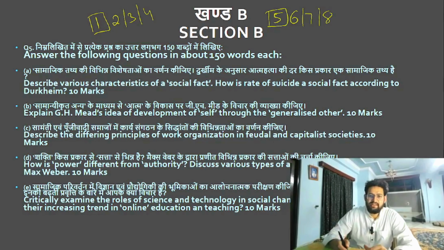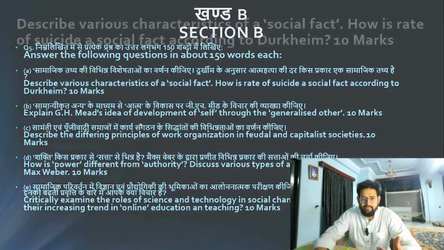Let's get started. The first question is talking about describe the various characteristics of social fact. How is the rate of suicide or social fact of Durkheim? GH means idea of development of self, what explained in the aspect of generalized others. Describe the differing principles. Let's look at each one of them in a detailed manner.